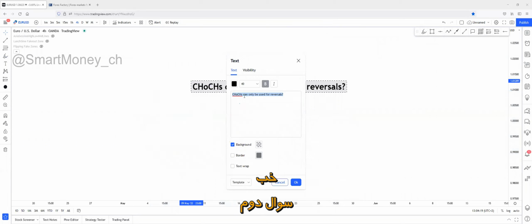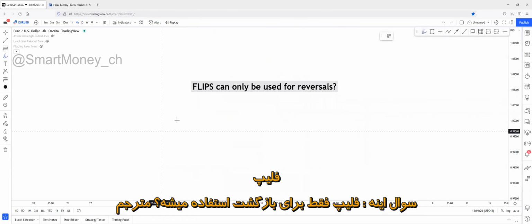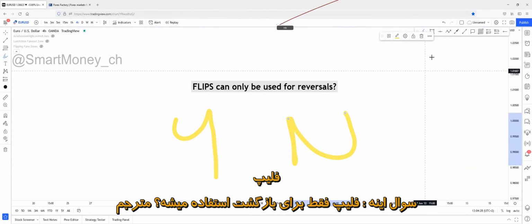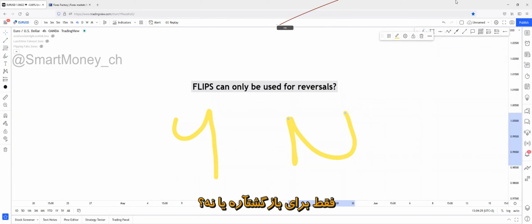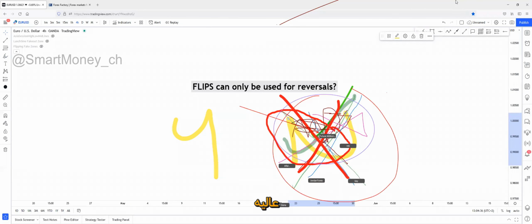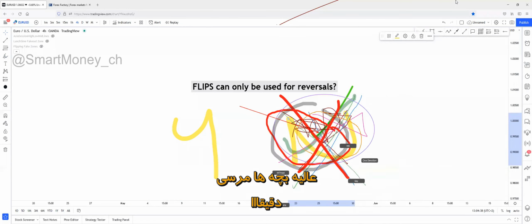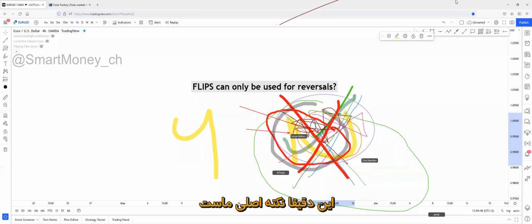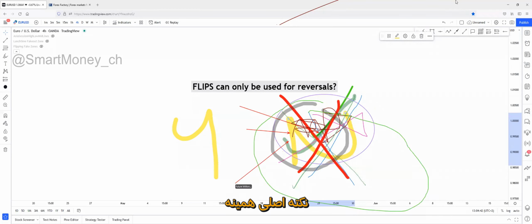Okay. Second question. Flips. Yes or no? Flips can only be used for reversals. Yes or no? Perfect. Thank you, guys. Yeah, exactly. That's the main key here, right? That's the main key right here.